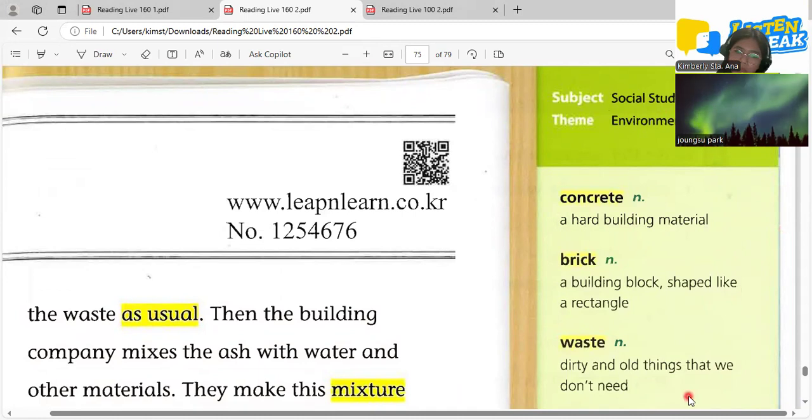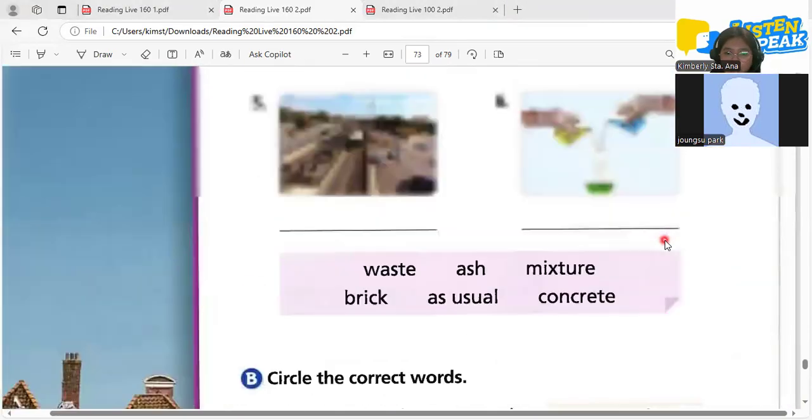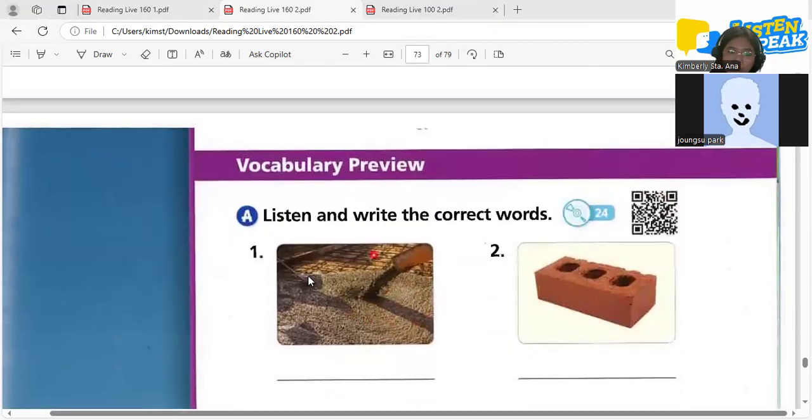Let's start with word number one. Jimin, what's this? Concrete. Very good. So concrete. What is concrete, Jimin? A hard building material. So let me show you an example of concrete. Last time we learned it here. This is an example of concrete.